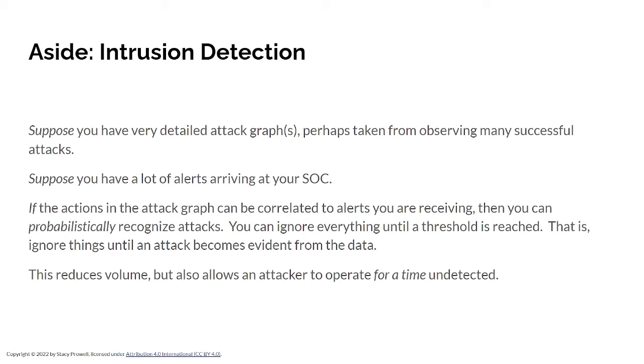I may have these attack graphs that I've built by observation. I have all these alerts. Can I combine them to help me sift through the alerts? If the actions in the attack graph can be correlated to the alerts that you're receiving, you can probabilistically recognize that some of the alerts are part of an attack. Okay? And then you can ignore everything until the threshold gets reached. That is, ignore things until an attack becomes evident, right? Reaches some threshold likelihood from the data.